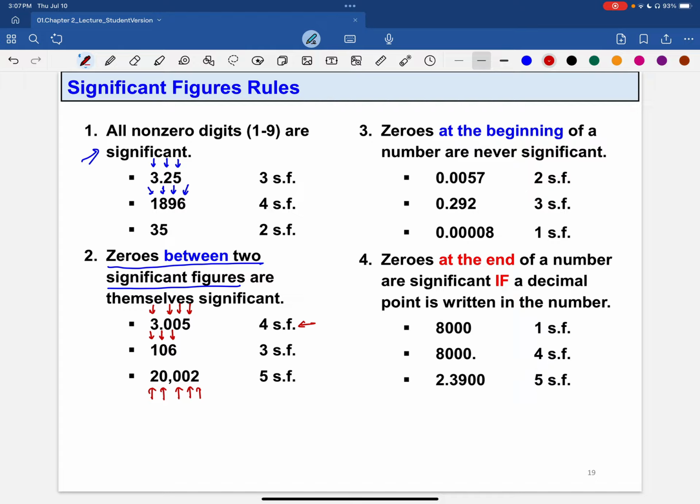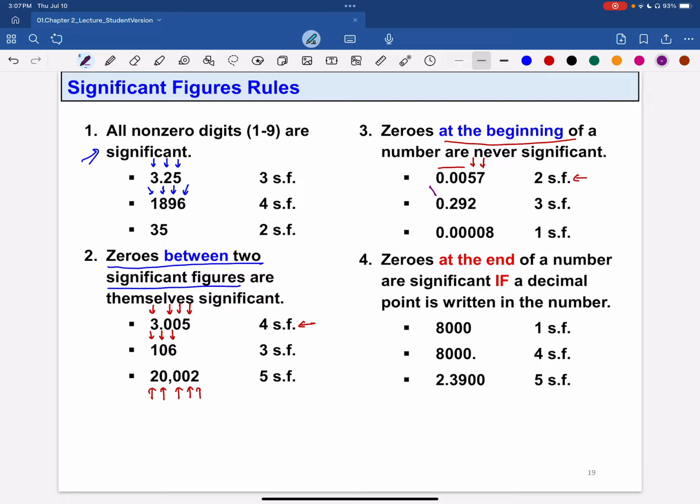5 significant figures. Now, if you have 0 at the beginning of a number, then the 0s are not significant figures. We call them placeholders. For example, 0.0057. The first zeros will not be counted as significant figures. You only count 5 and 7, so this number has two significant figures.